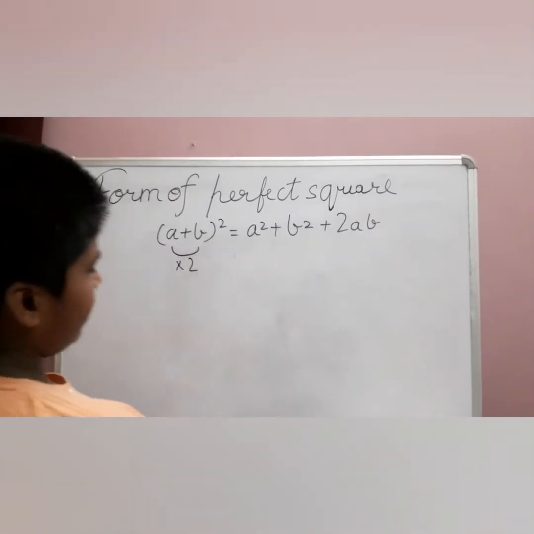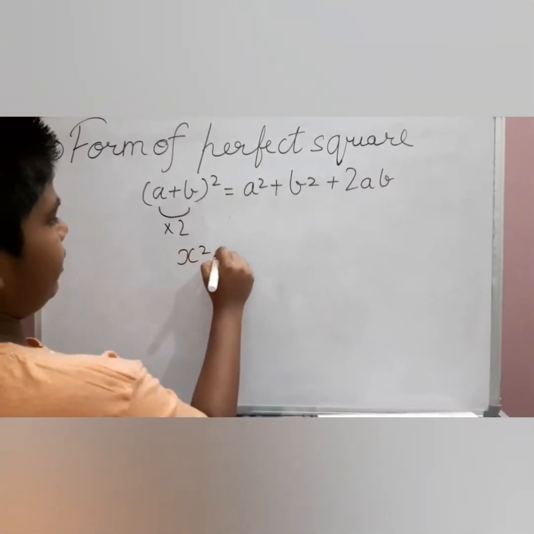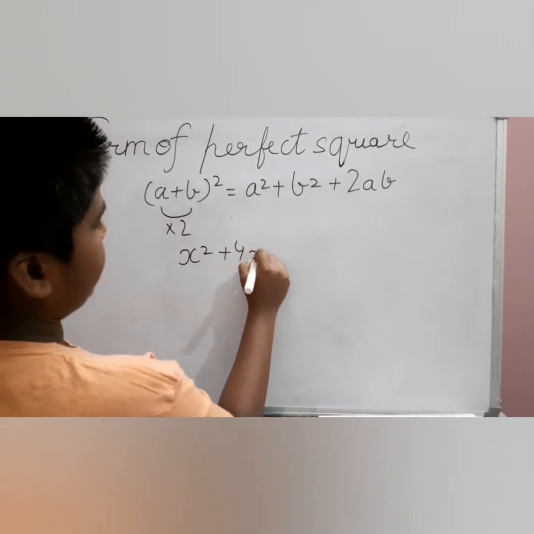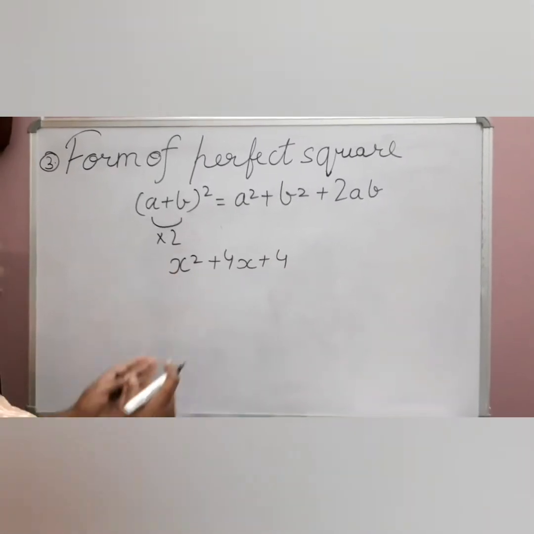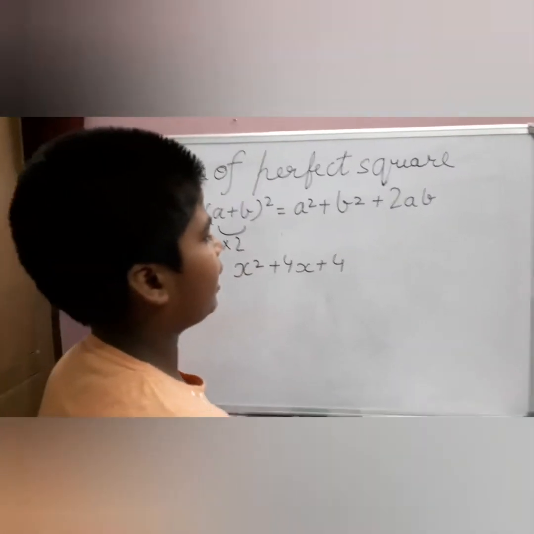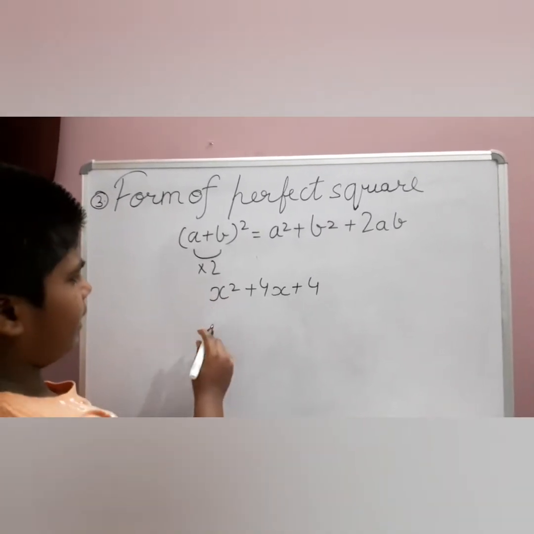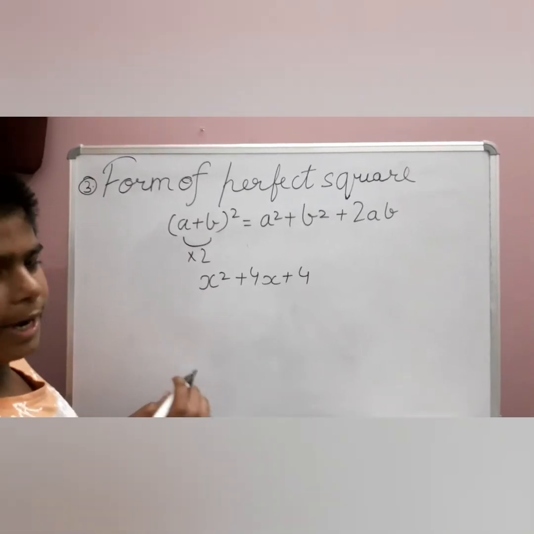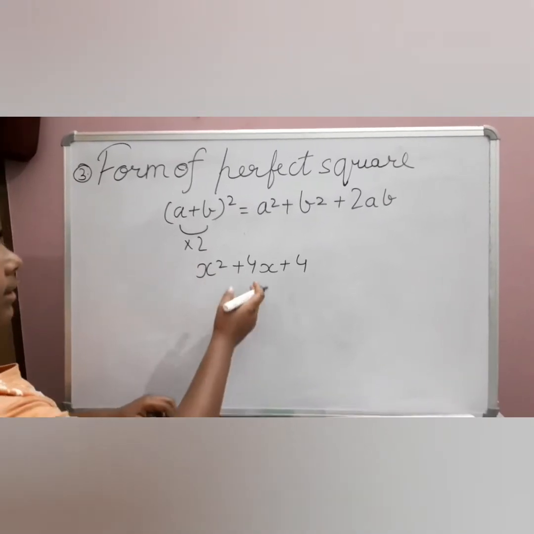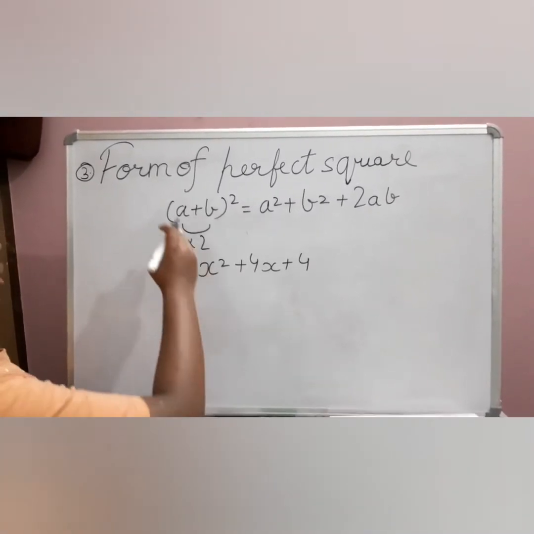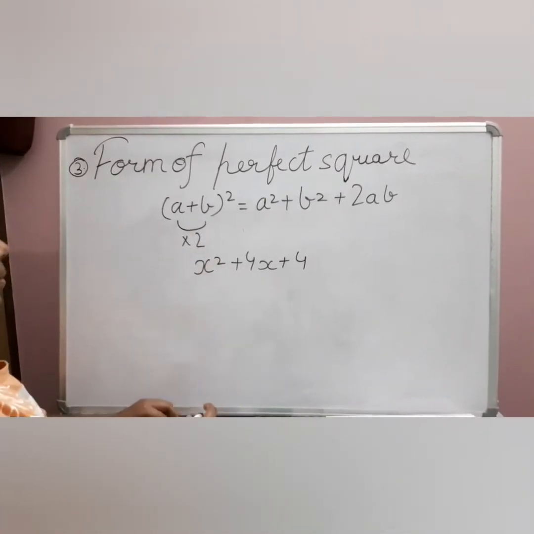For example, if our expression is like this, x square plus 4x plus 4. So in these types of questions, I told you first you have to apply the step to take common. So in this, you will see that nothing can be taken common. Second, pairs or groups. So we can't make a pair because there are 3 terms. So in these types of questions, we apply the rule of perfect square.